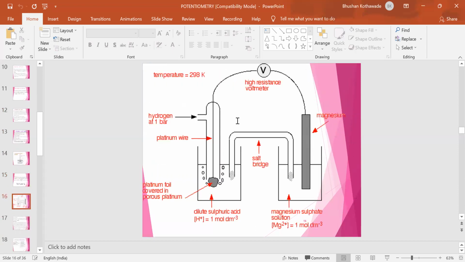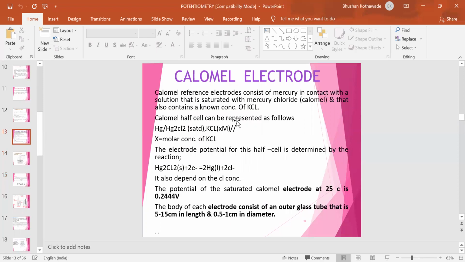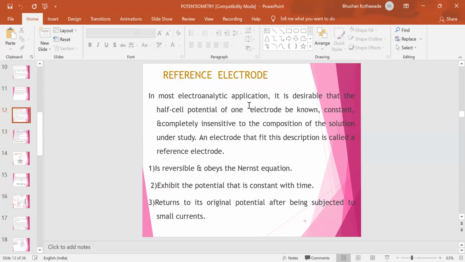and the indicator electrodes are used. Okay, so what are reference electrodes? I have already told you. Its concentration, its potential is constant. Its potential is known, or we can say its half cell potential is known, and therefore it is known as a reference electrode. And it is reversible, obeys the Nernst equation.